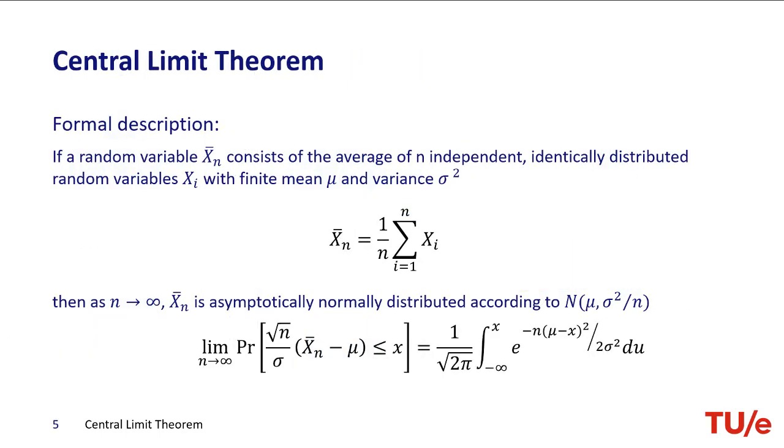Central limit theorem tells us that if a random variable consists of the average of n independent random variables with identical distributions, finite mean mu and variance sigma squared, of course, the probability density function of that random variable converges to the Gaussian PDF with mean mu and variance sigma squared over n. Let's see how this formal definition is applied to practical applications.